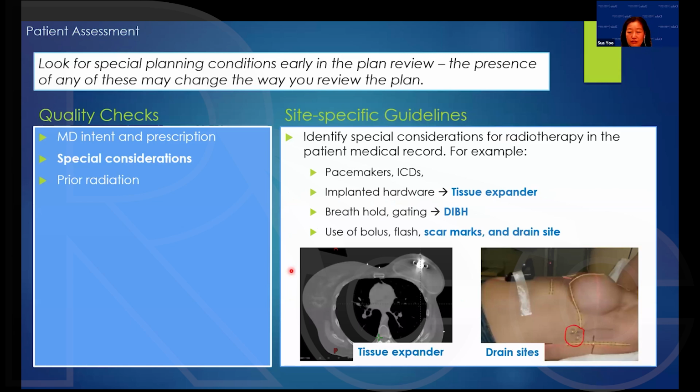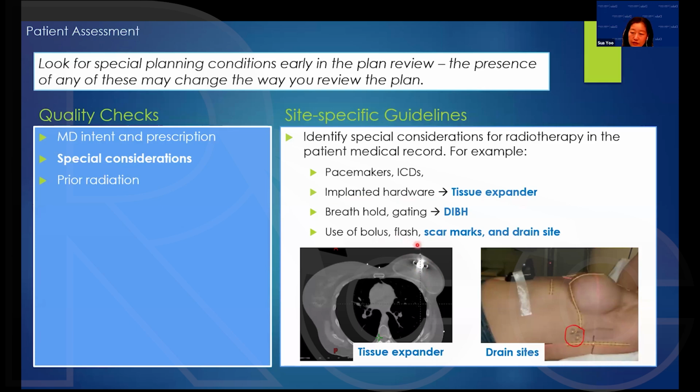But if we don't know in advance, I think as we plan, we can always communicate with physicians and fine tune it. Special considerations for breast are very much the same as all other cases. Some implanted hardware would be a tissue expander. For breast patients, we see this often in America. And whether it's going to be deep breath hold or not. And bolus and skin flash, that's something we need to be aware of.